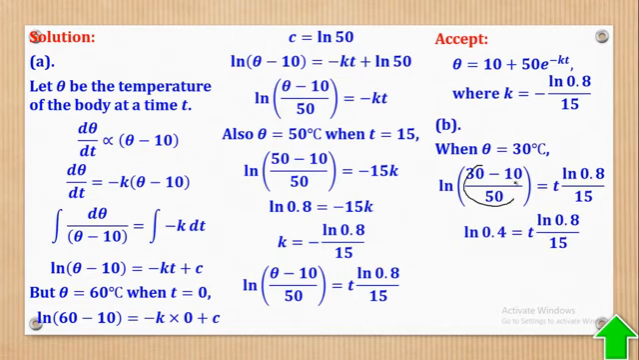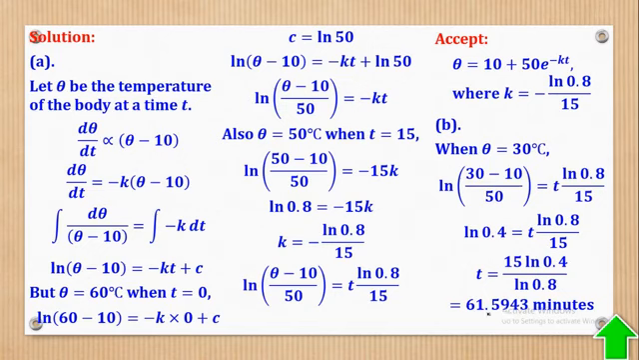So the whole of this in bracket is equal to 0.4, and this one remains. So when I make T the subject, it will be ln 0.4 over ln 0.8. And when I use the calculator, the value will be 61.5943 minutes.